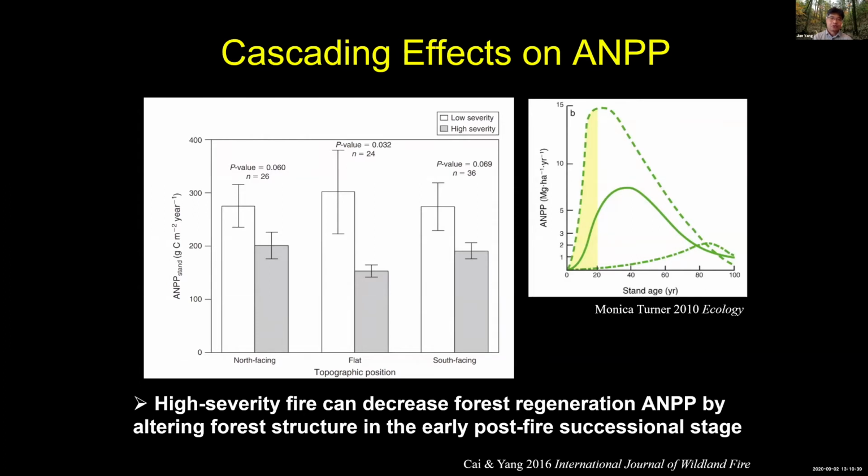And although we are not able to do a chronosequence, some other studies that have looked at the chronosequence, such as Monica Turner's research in Yellowstone, have indicated that the variability of ANPP in the early succession stage can persist for much longer and would result in what we call the functional mosaic of a forest landscape.